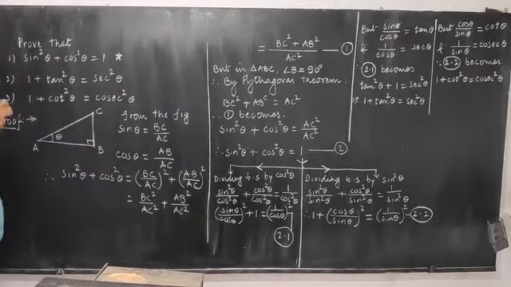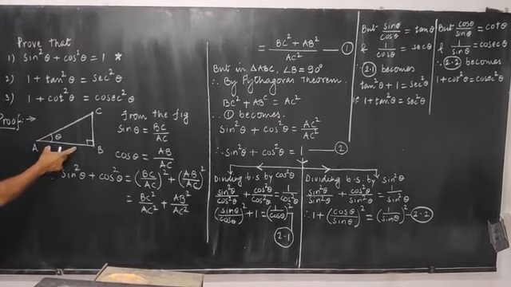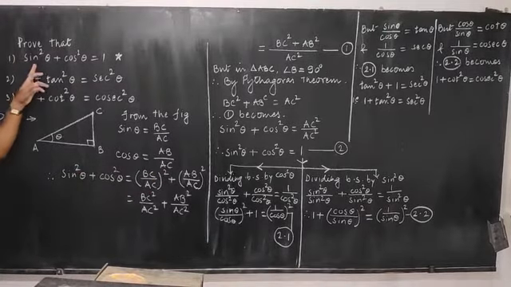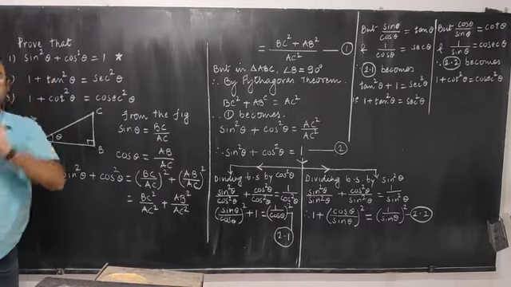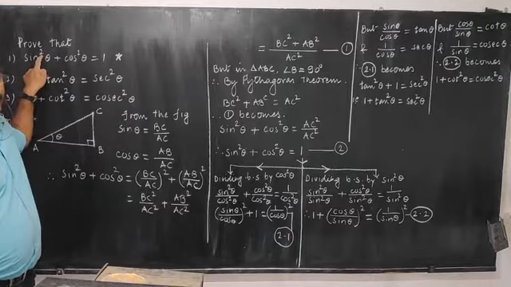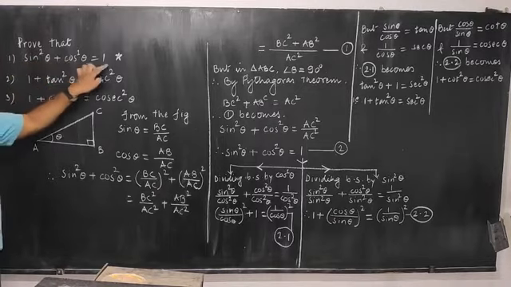Cos theta is adjacent side upon hypotenuse. So cos of theta will be adjacent side AB upon hypotenuse AC. Since we want to prove that the sum of their squares is equal to 1: in trigonometry, the power is always written above the trigonometric ratio, between the ratio and the angle. That is customary. So we read this as sin square theta plus cos square theta is equal to 1.